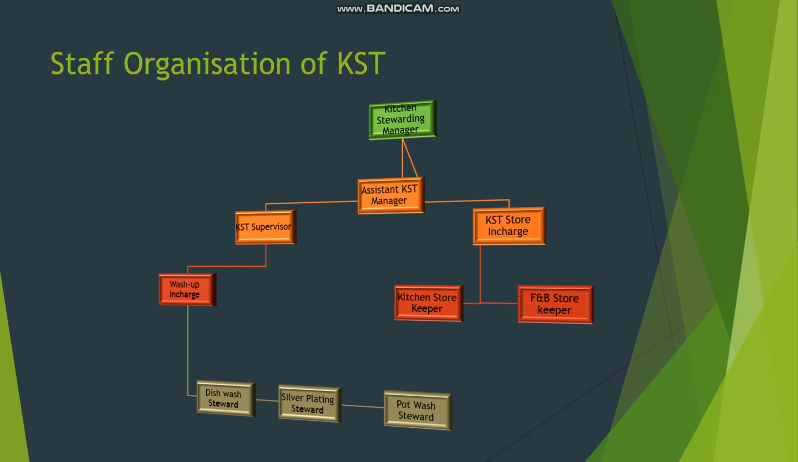Under KST in charge, there will be two types of KST staff. One is for kitchen, another one is for F&B stores. So in some hotels which are very big, you will find assistant KST manager. If the hotel is not very big, you will only find the kitchen stewarding manager followed by the supervisors directly. So there won't be any assistant KST manager. But it all depends on the type of hotel.